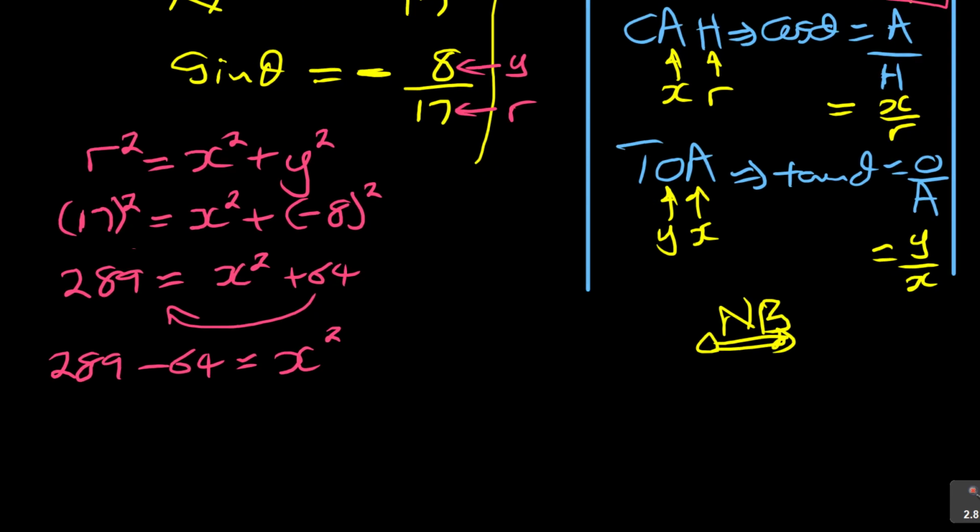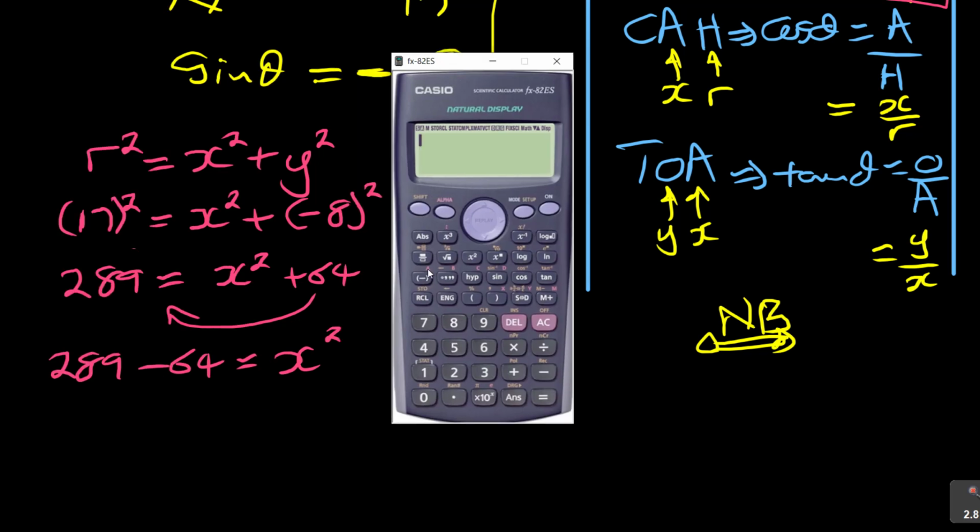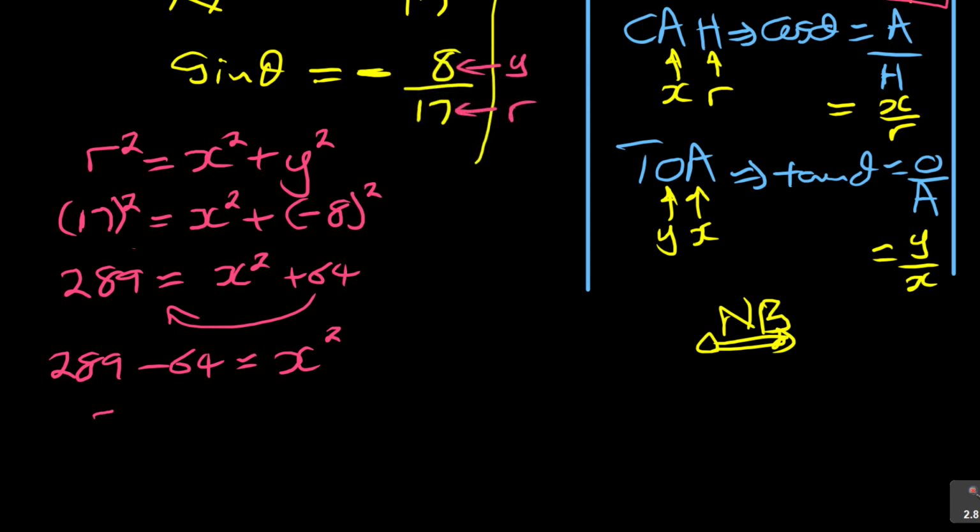Do you see that? Then you subtract, but remember we are still looking for x squared. So it will be 289 minus 64, and that gives us 225. So 225 is equal to x squared.